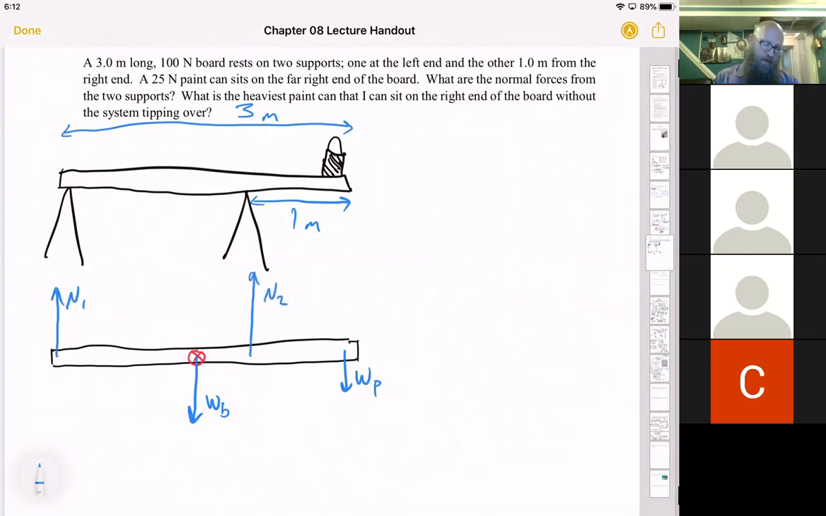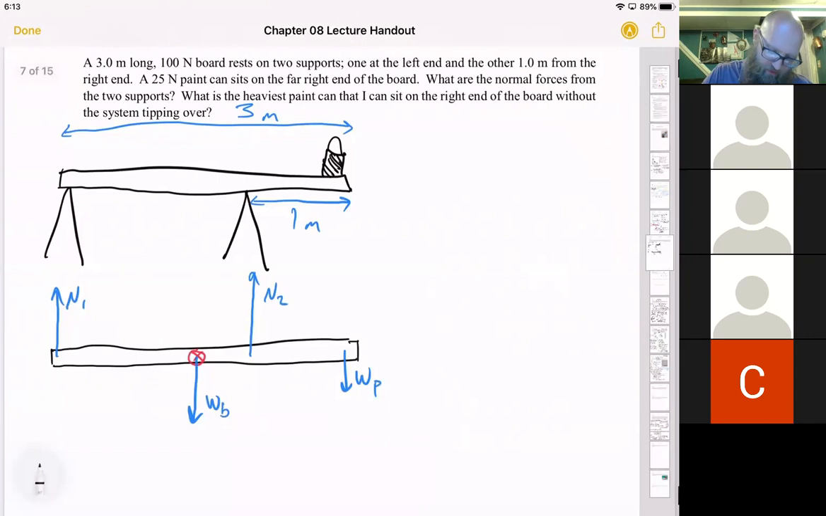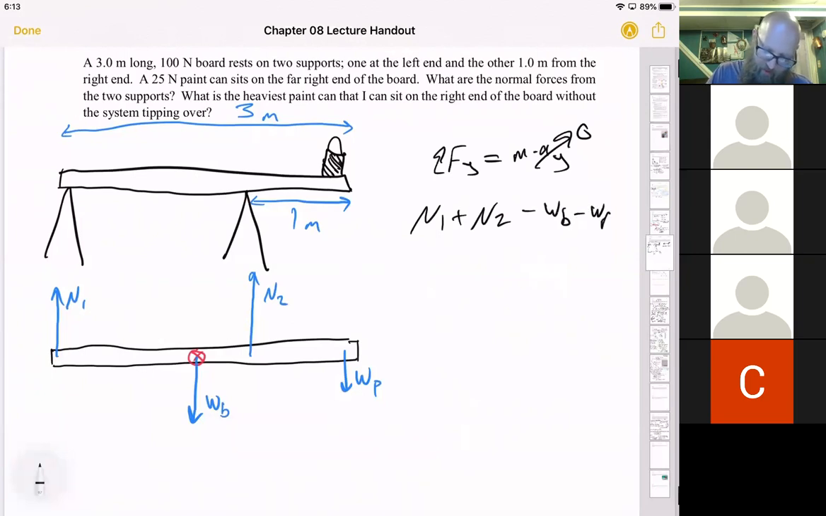And I don't know off the top of my head which one is bigger, normal 1 or normal 2. There's probably a way, because normal 2 is closer to the center of mass of the board. Yeah, it's probably supporting most of the weight. But we'll let the math show us that. So we can fill out Newton's second law for this in the y direction. The sum of the forces equals m times a sub y, which is 0 because it's not rotating. So I can say normal 1 plus normal 2 minus weight of the board minus weight of the paint can equals 0.